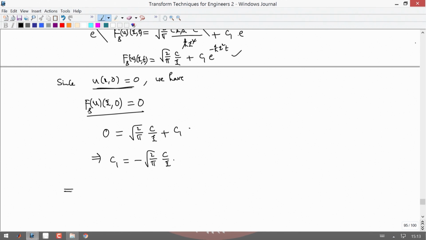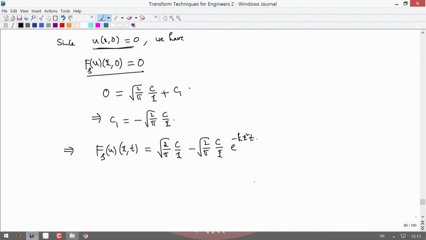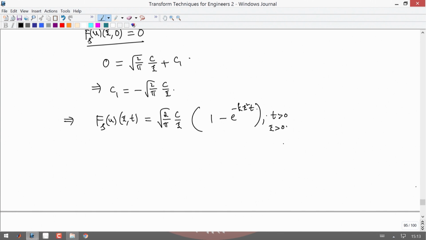So you substitute into your solution of u, which is a function of xi and also of t. This is equal to root 2 by pi c by xi, c is a given constant, plus c1 which is minus root 2 by pi c by xi times e power minus kappa xi square t. So if you take common root 2 by pi c by xi, this is going to be 1 minus e power minus kappa xi square t. This is for t positive and xi positive, because this is the Fourier sine transform. So, what is the solution?